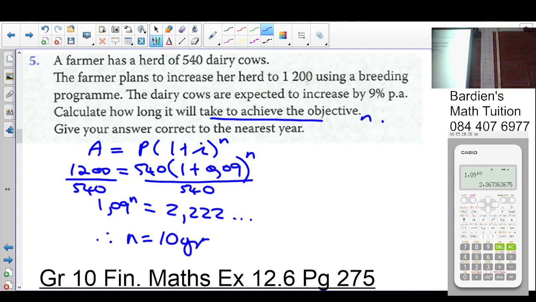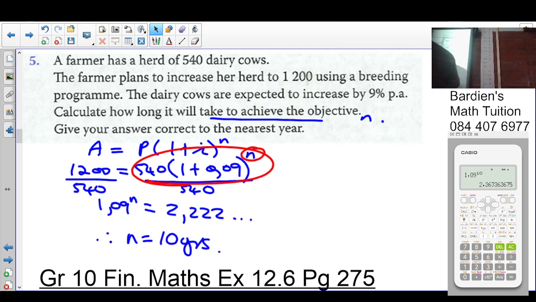10. Remember, if it's 9 years, it will be less. So if I sub 9 in for n, I'll show you it will be less than 1,200. So 540 into 1 plus 0,09 to the exponent 9. Did you see? It's 1,172. What do you think will happen when I put a 10 there? It will be over. It's going to be 1,278,37.